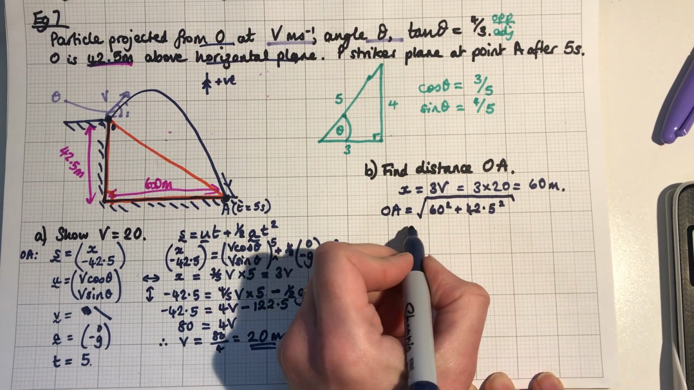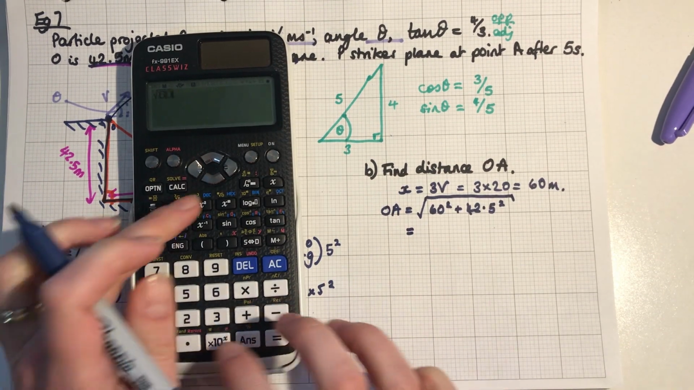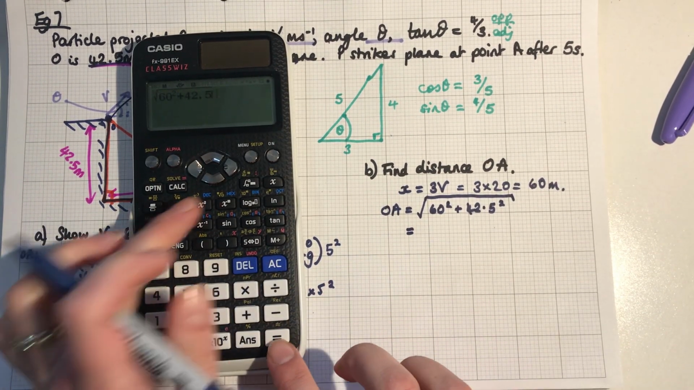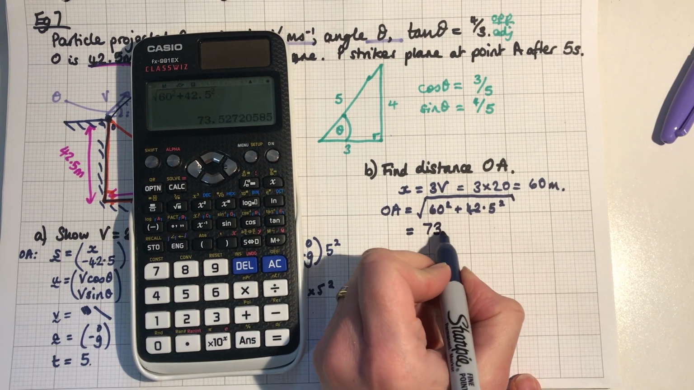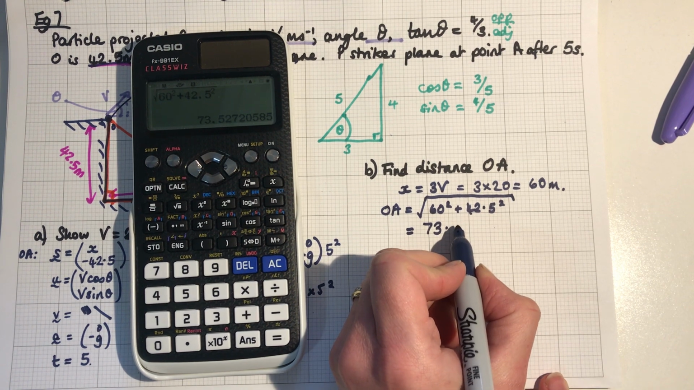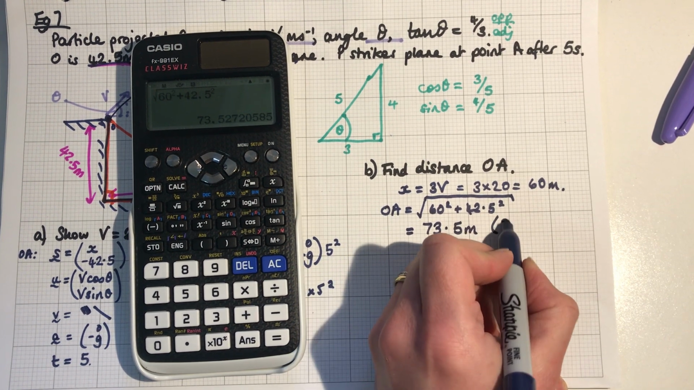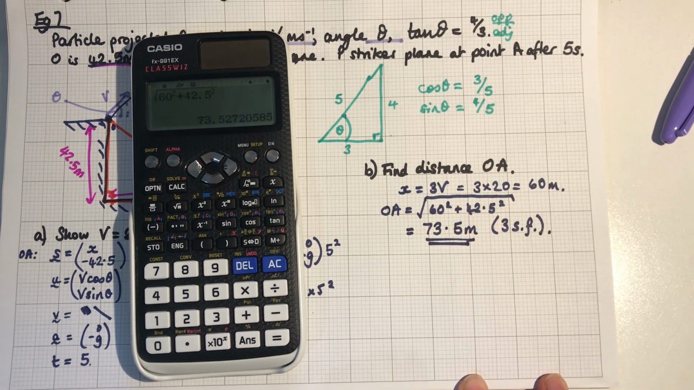Because I'm squaring it. And then 60 squared plus 42.5 squared is equal to 73 point, and the square root thereof, of course, is equal to 73.5 metres to 3 significant figures. So that's example 7 done.